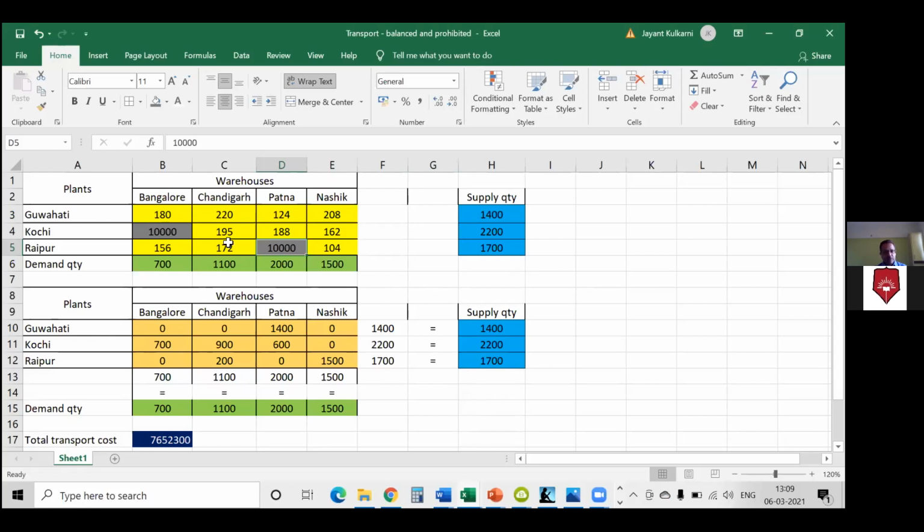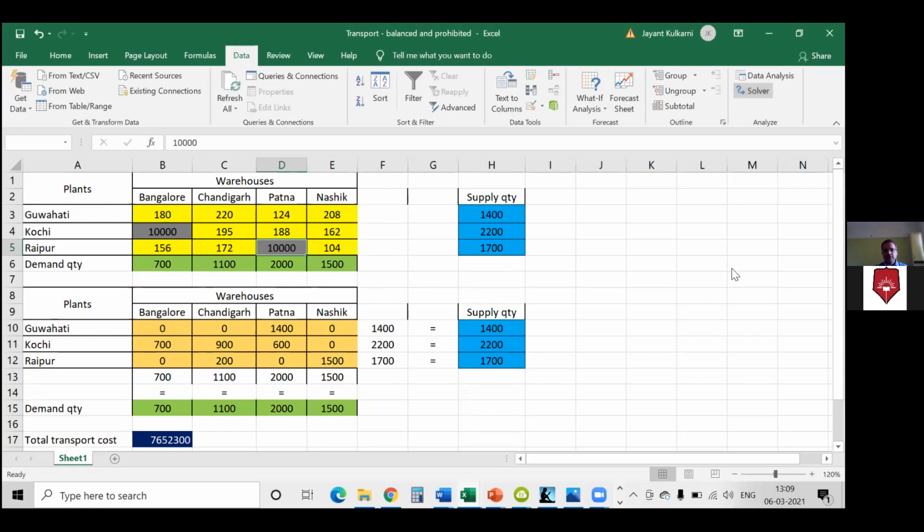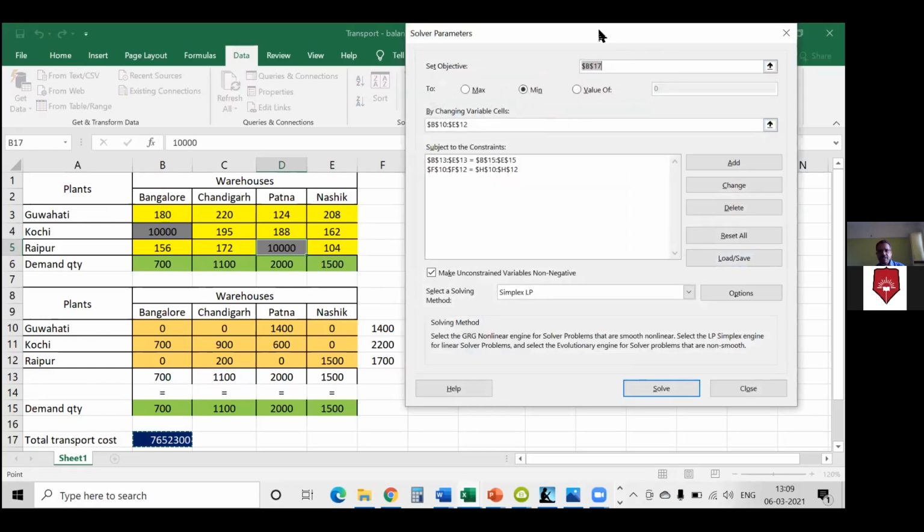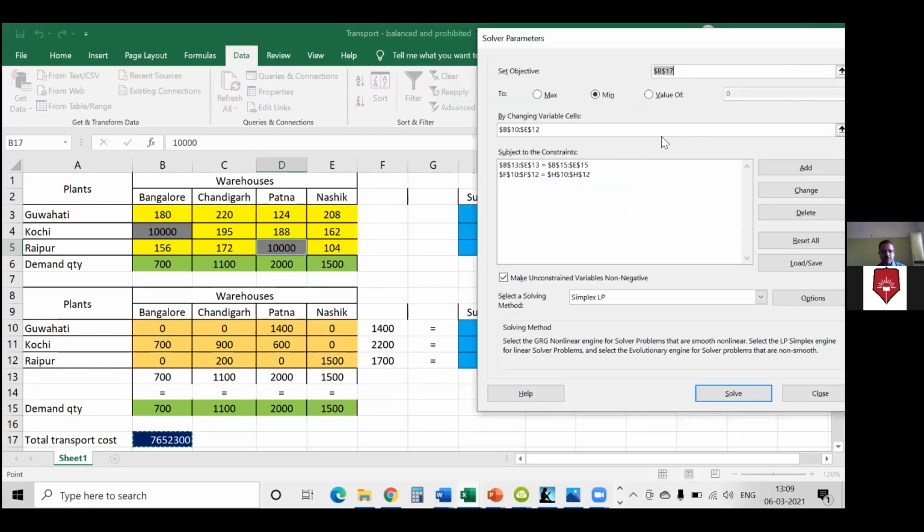Now I have put exorbitant cost here. Let me resolve this now. The process remains exactly the same. No change at all. So I go to Data, I go to Solver. Everything else is the same. There is no change in the way we enter anything on Solver. The only change we have done is to put exorbitantly high cost in the routes that are prohibited. Correct? I solve it again.